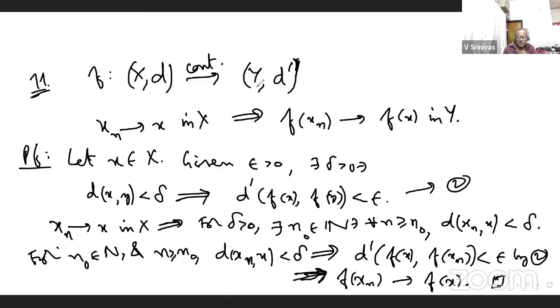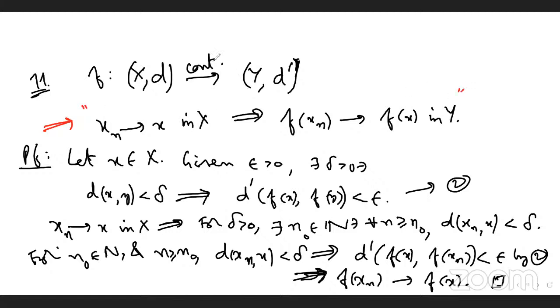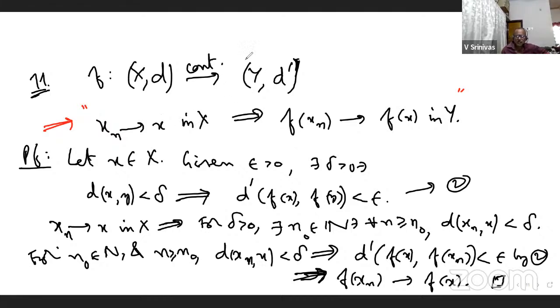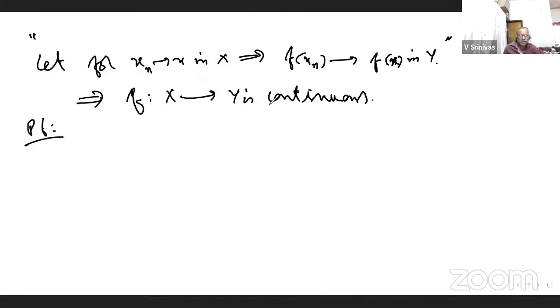Means, see, this has implied this one. This hypothesis has given us this. Now, I am making this hypothesis. I want to obtain this as conclusion. Okay. So let us assume this.